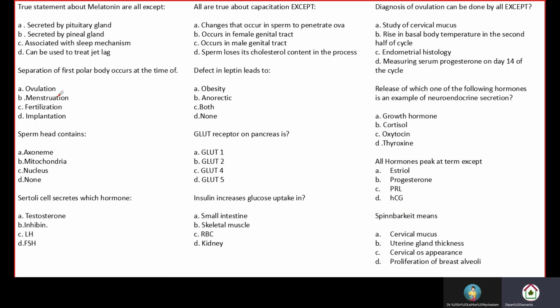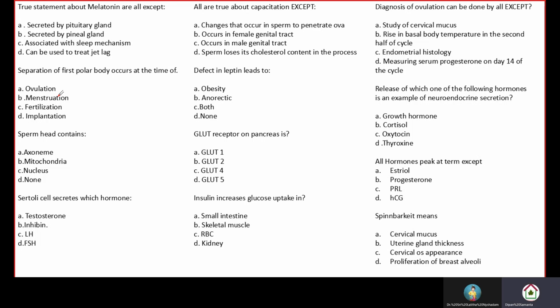So the first question, you see: the true statements about melatonin are all except secreted by pituitary gland, secreted by pineal gland, associated with sleep mechanism, can be used to treat jet lag. So which one of these is false?